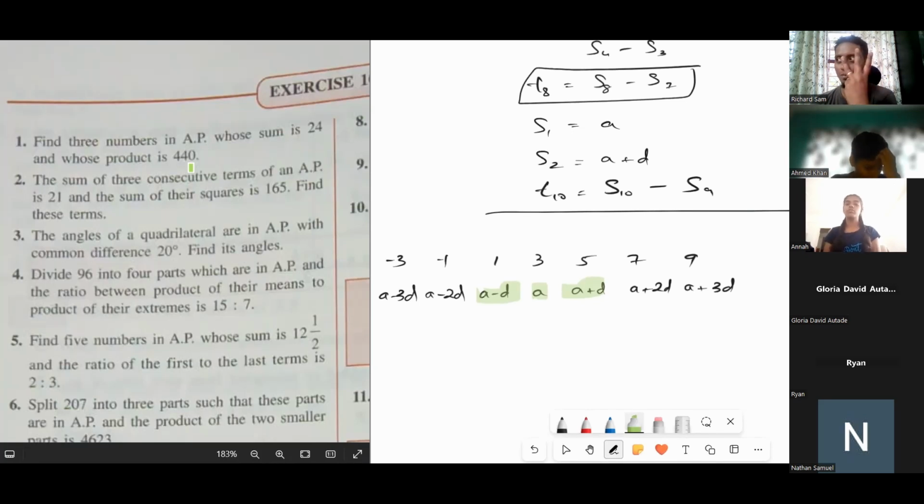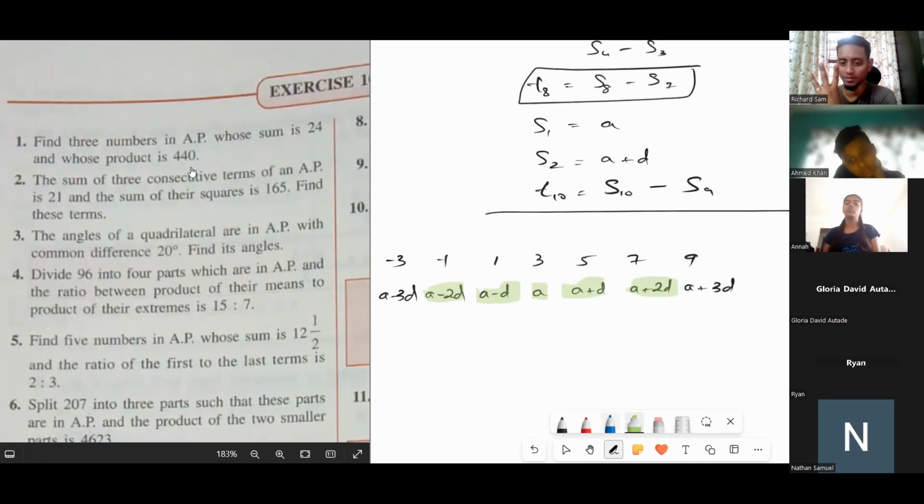If you have 3 terms in an AP, you will take the first term as A minus D, the second term as A, and the third term as A plus D. The explanation I will tell you when it comes. If you have 5 terms in an AP, you will take A minus 2D, A minus D, A, A plus D, and A plus 2D. These are your 5 terms.